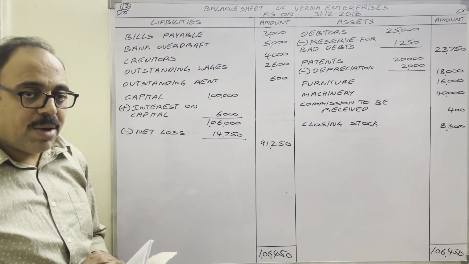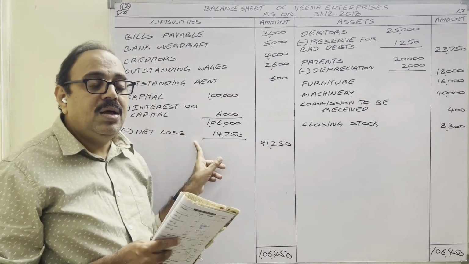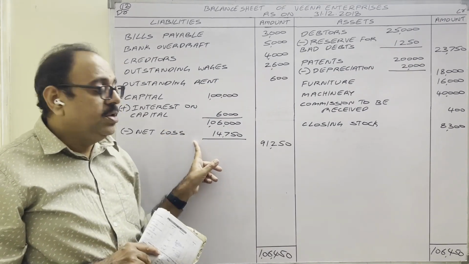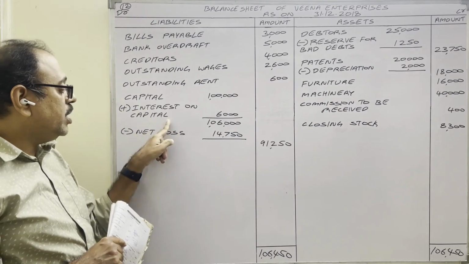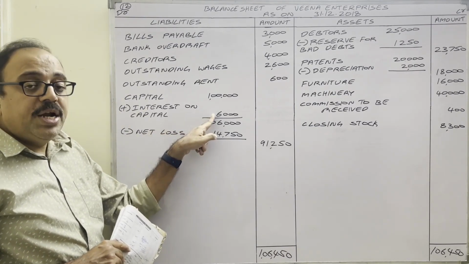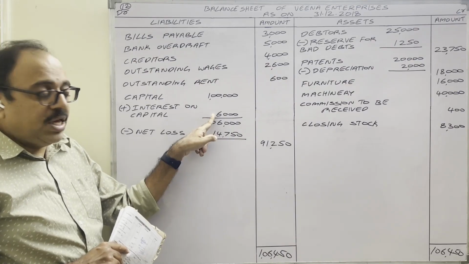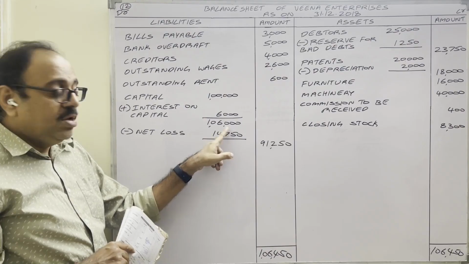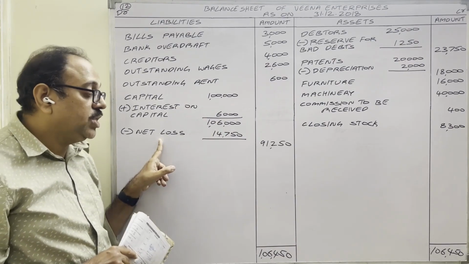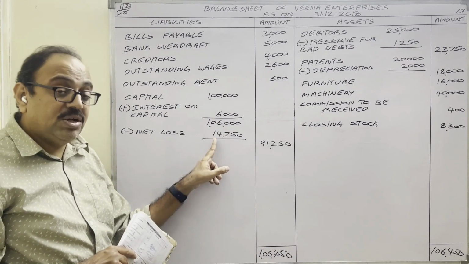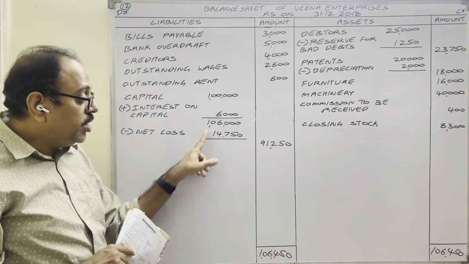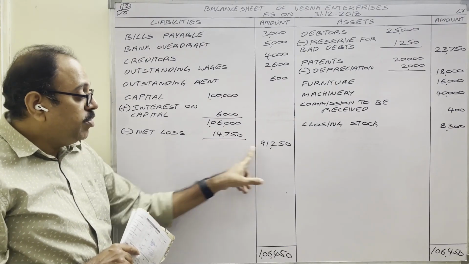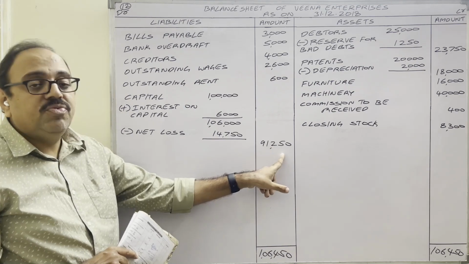So interest on capital we should add to capital, net loss we have to subtract. Therefore, plus interest on capital. In the P&L account we have calculated 6,000 came, that amount. Total 1,06,000, minus the profit and loss account net loss 14,750 came now, that amount you have to subtract. Then final amount in outer column 91,250.